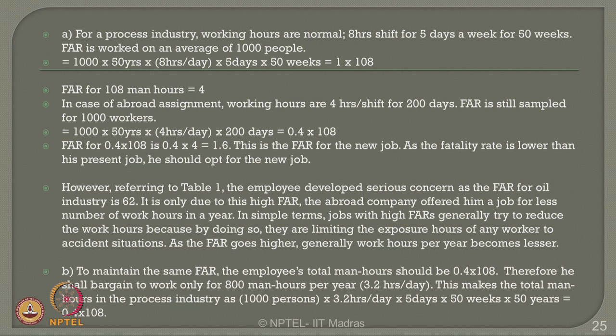Now the second question, the person wants to shift from the oil and gas industry back to his principal employer, which is a process industry. Now he wants to maintain the same FAR. The employer's total man hours should be 0.4 of 108, that is what you have seen in the calculation here. Therefore, he shall now bargain with his present employer that only for 800 man hours per year, that is 3.2 hours per day, he will work. This makes the total man hours in the process industry for 10,000 persons as 0.4 of 108. So the person will have the same FAR as he presently has working in the oil and gas industry.